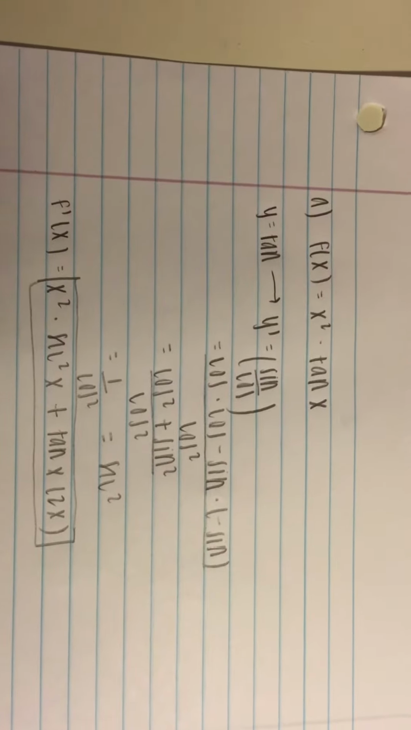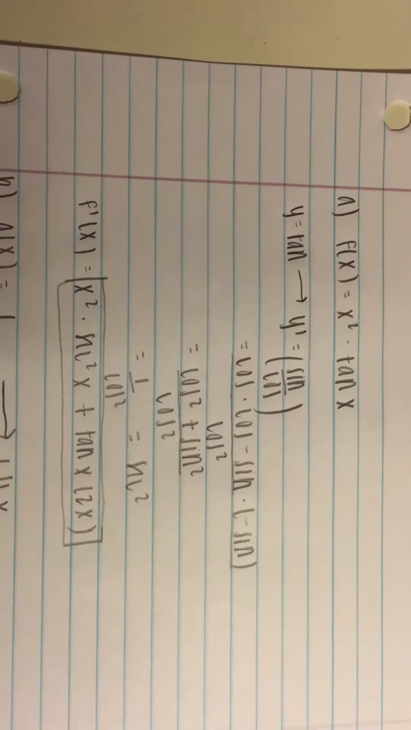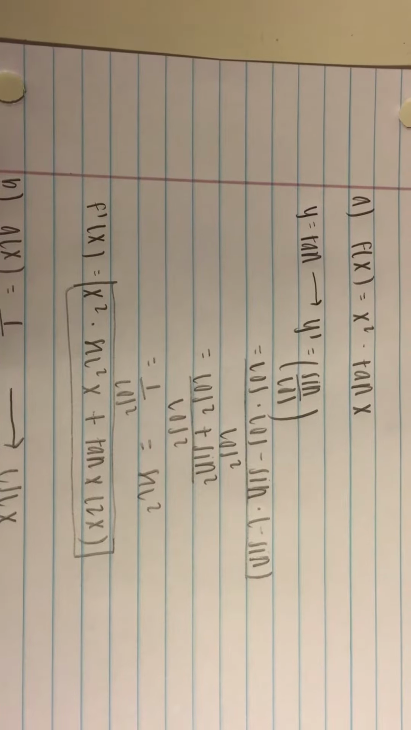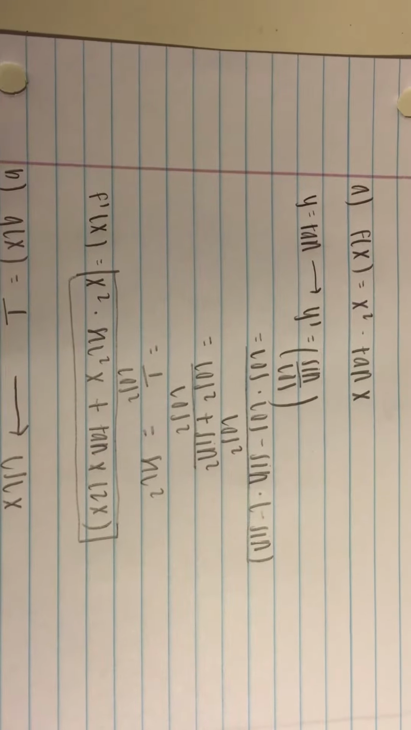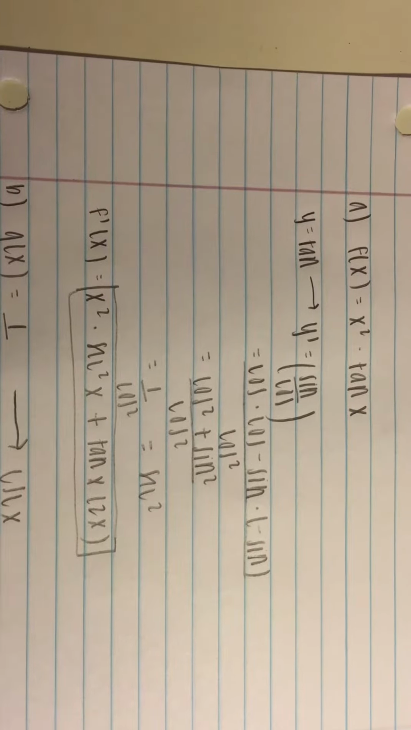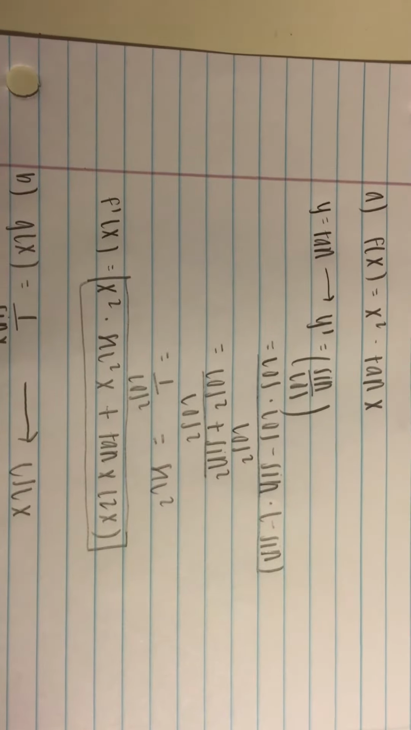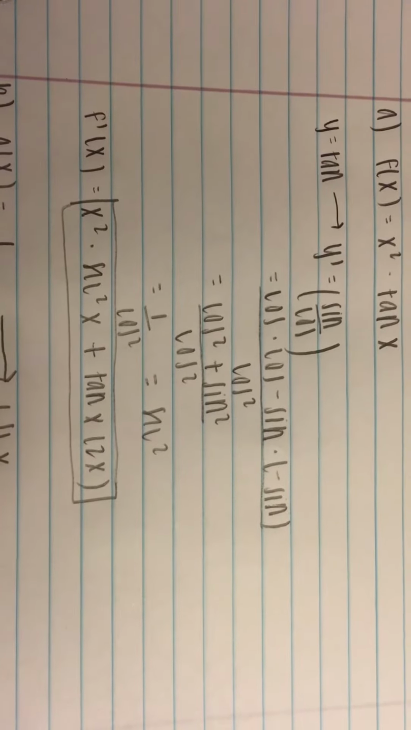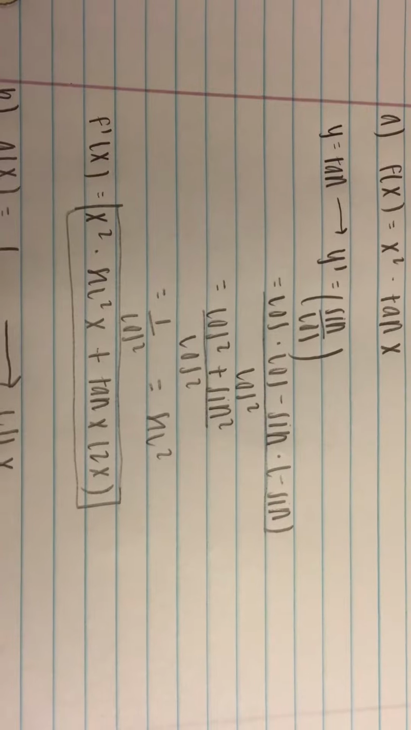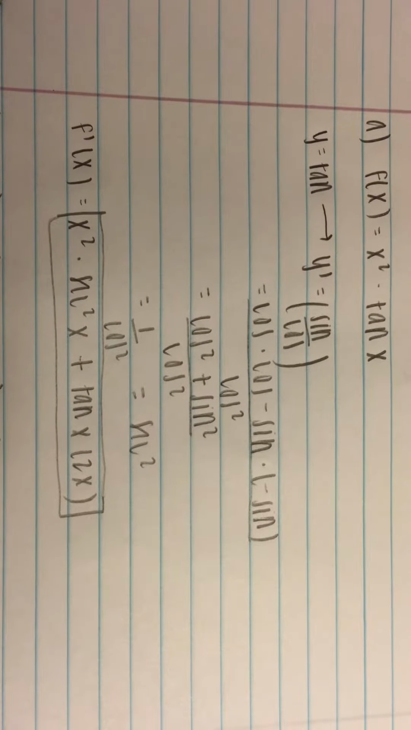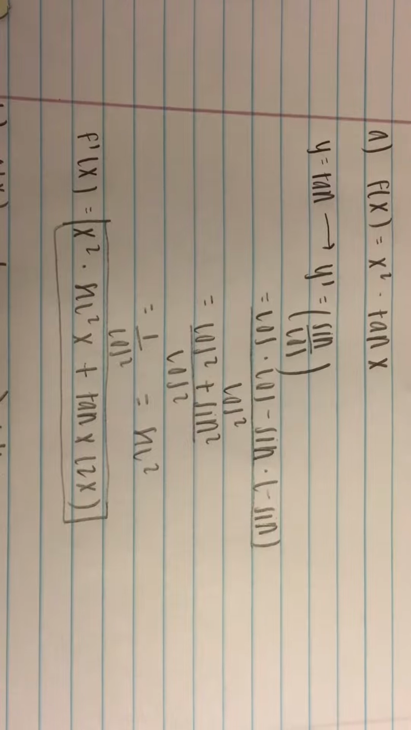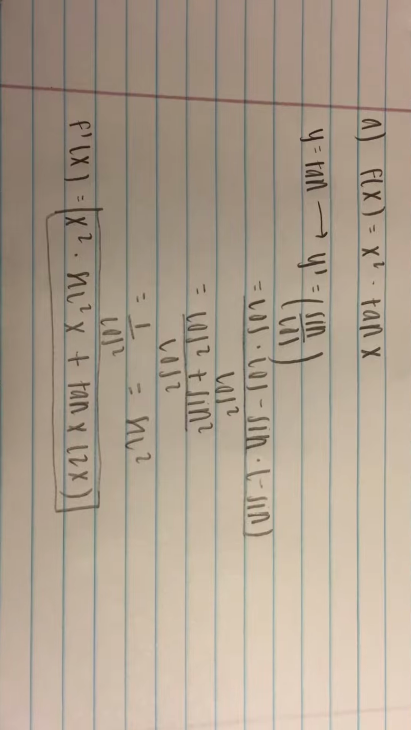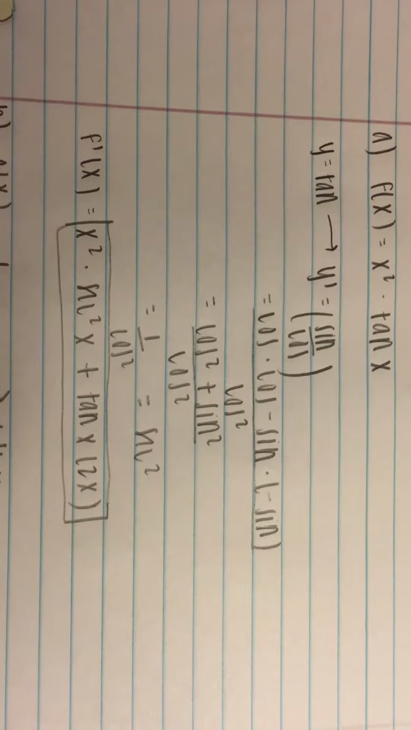And so if you don't know what the derivative of tangent is, you can use the quotient rule. And so to use the quotient rule, to figure out the derivative of tangent, we first have to write tangent as sine over cosine, and I know that tangent equals sine over cosine because of the trig identities.